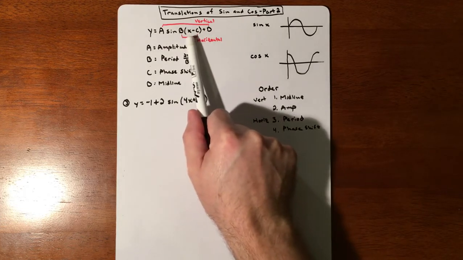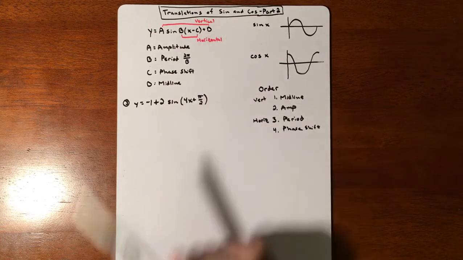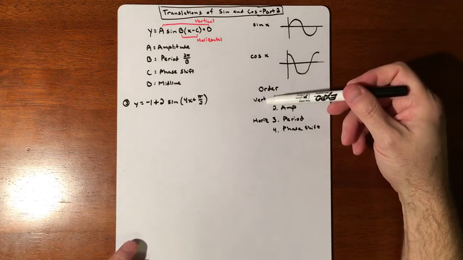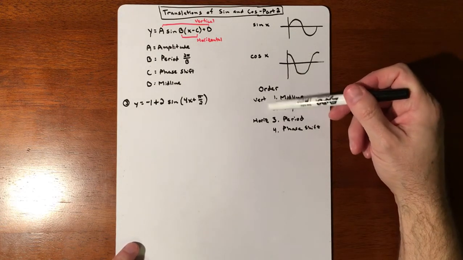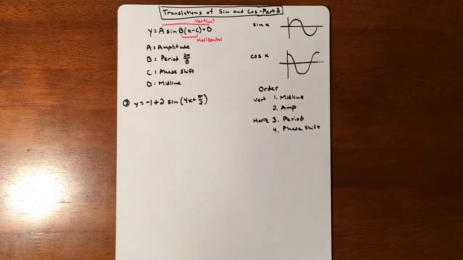Again, just a quick refresher: anything on the inside is going to horizontally affect our graph. Anything on the outside is going to vertically affect our graph. And personally, I do the vertical aspects of the graph first, and then I jump into the horizontal aspects. So let's go through this one.